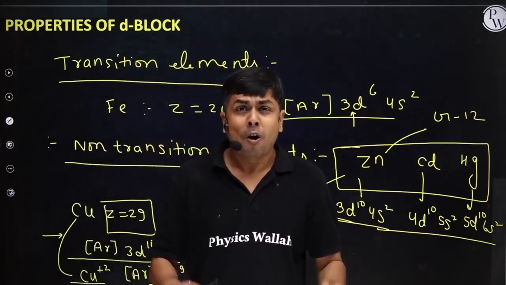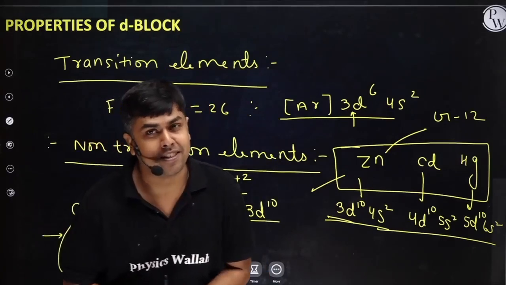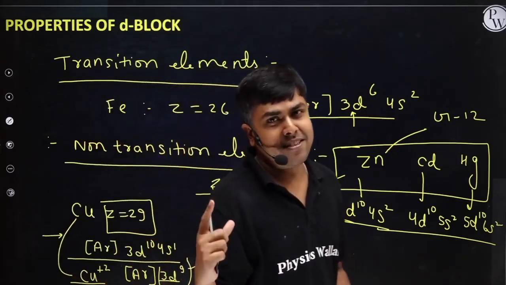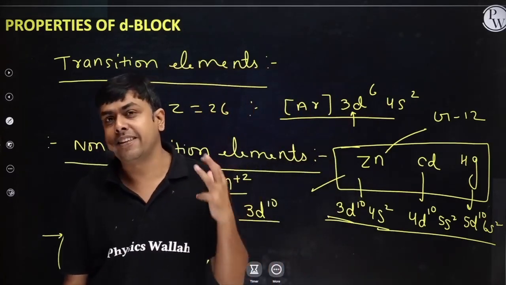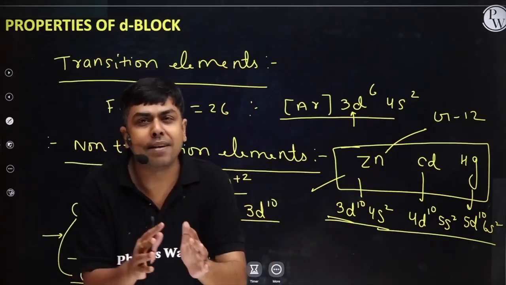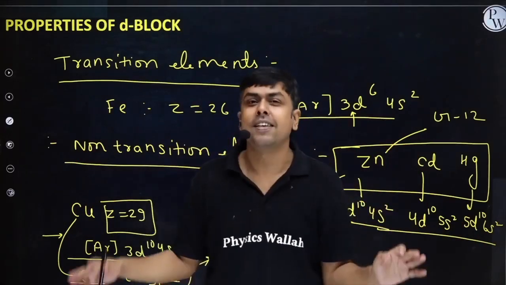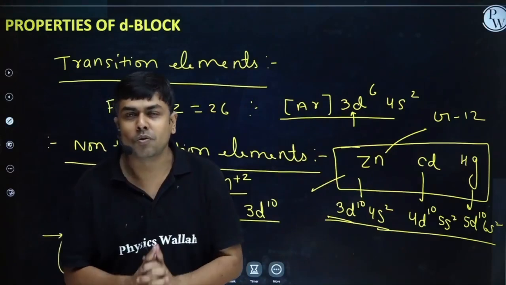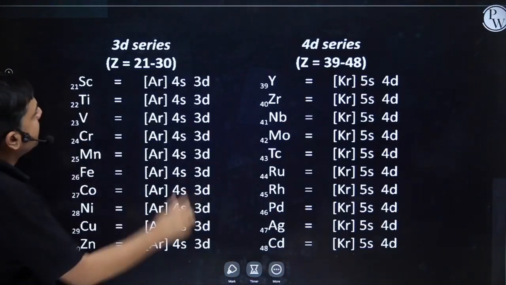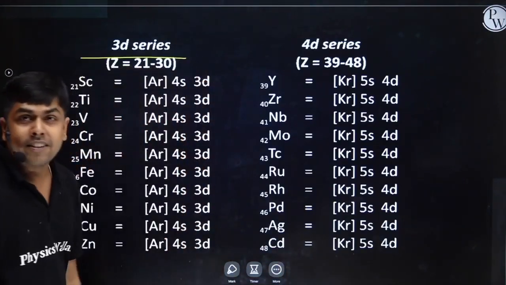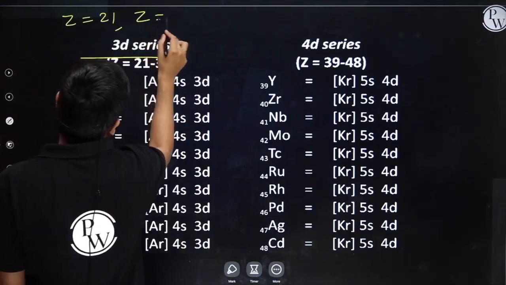Now, students, on the basis of electronic configuration, d block elements are divided into 4 series: 3d series, 4d series, 5d series, and 6d series. Basically, the first 3 series, that is 3d, 4d, and 5d, are completely filled, whereas the 6d series is incompletely filled. Let's discuss all these series one by one. So let's start our discussion on the 3d series. The 3d series starts with atomic number 21 and ends at atomic number 30.